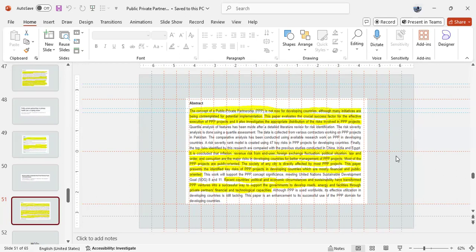Recent countries' political and economic circumstances and sustainability have transformed public-private partnership ventures into a successful way to support the governments to develop roads, energy and facilities through private partners' financial and technological capacities.